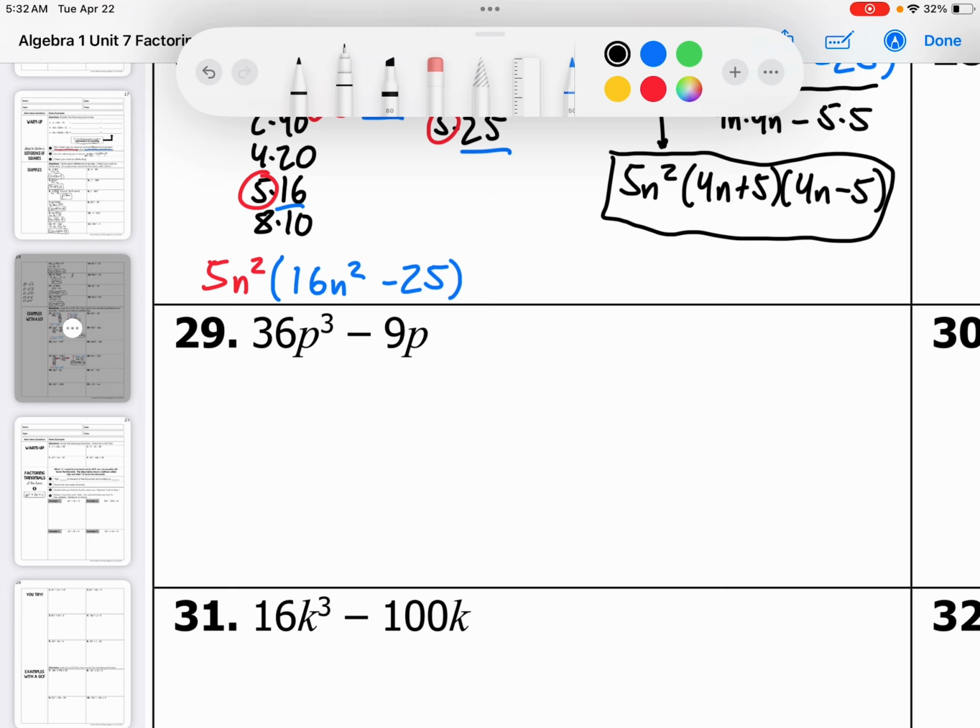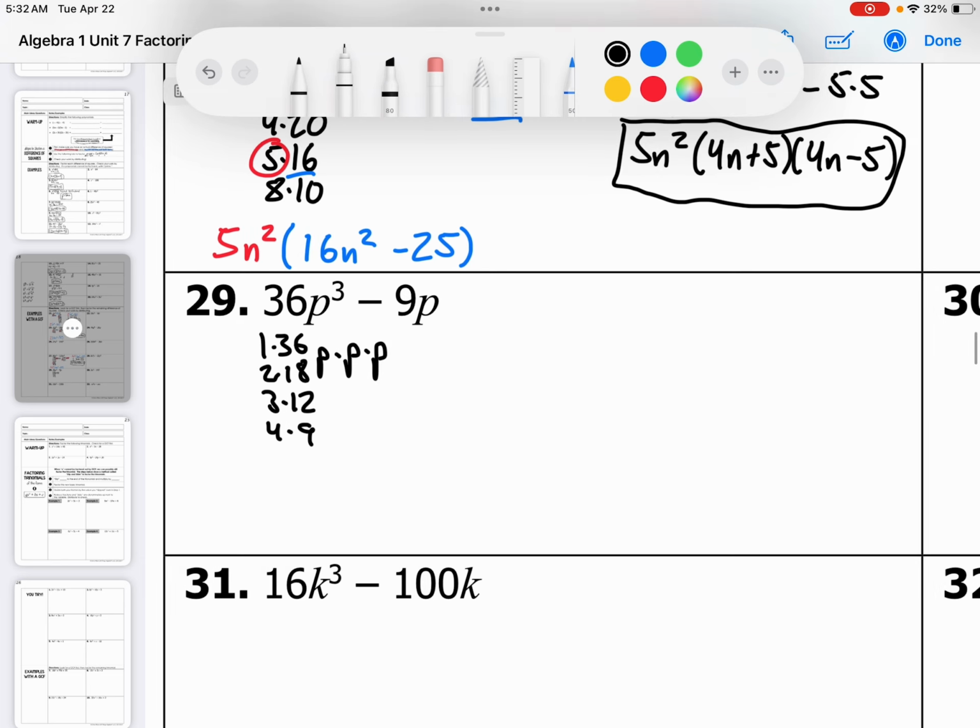Last one that I'm going to do is going to be number 29. So 36p cubed, that would be 1 times 36, 2 times 18, 3 times 12, or 4 times 9. And p cubed would be 3 p's here. 9p would be 1 times 9, or 3 times 3, and then the 1p. So the biggest thing they have in common would be 9. And they also both have a p. So I would take out 9p.